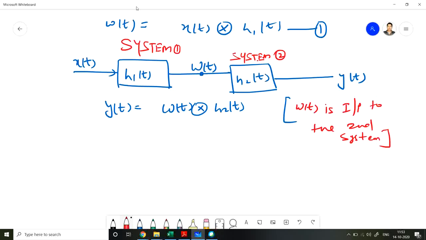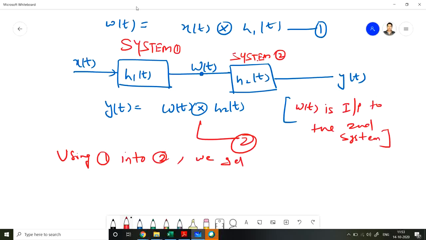So what is w(t)? w(t) is basically x(t) convolution with s(t), this is equation number 2. So using 1 into 2, we get w(t) is equal to x(t) convolution with h1(t). w(t) is x(t) convolution with h1(t).